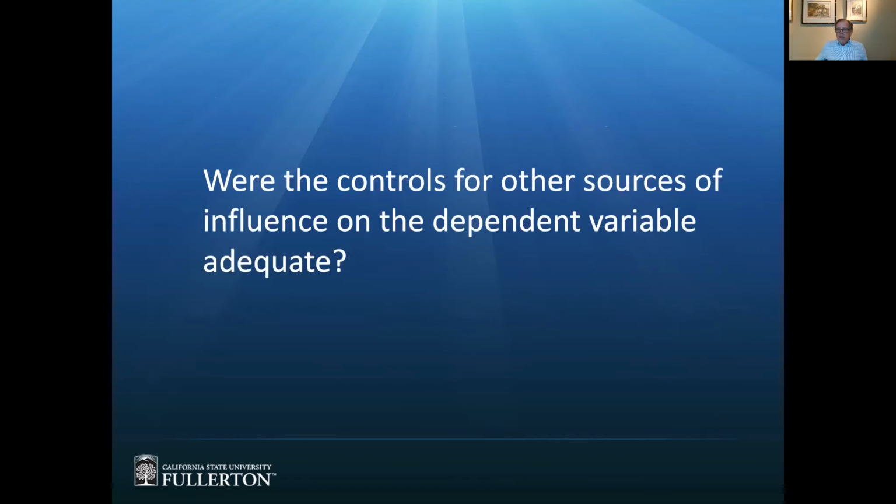Were the controls for other sources of influence on the dependent variable adequate? Well, this one I always like to have a conversation with a group like you, because you will come up with some things that I probably didn't think of. And so when we discuss it, we will do that. But I'm just going to jump out and say for starters, no, because it wasn't randomized. They couldn't possibly be completely adequate because it wasn't a randomized study, meaning the patients self-selected themselves for the two groups, control, or you could say experimental with the PEG, or control without the PEG.